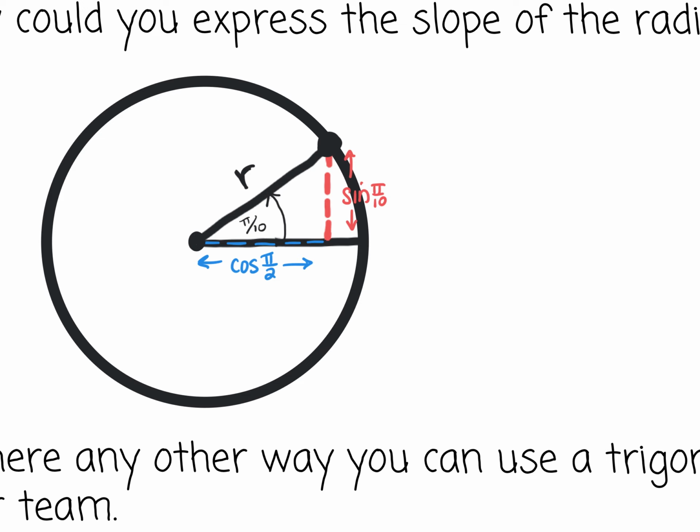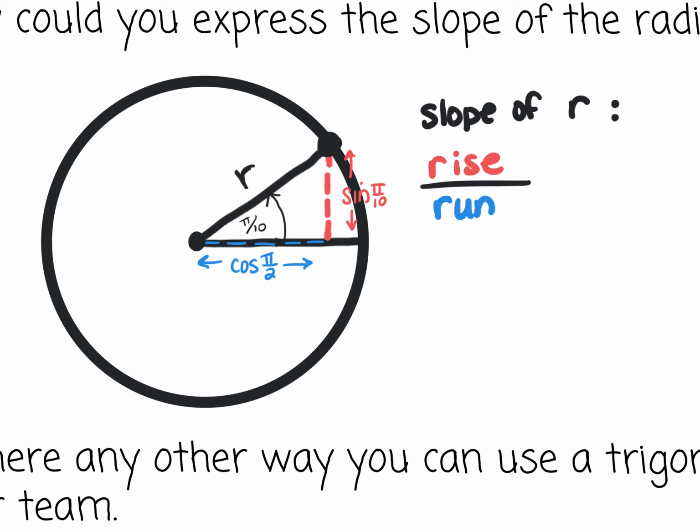So if you remember back to slope triangles, to find the slope of r, which is our radius, we're going to do rise over run. So I would write the rise of the line or the segment over the run of the segment. Well, that ends up being, based on our triangle, the sine of pi over 10 divided by the cosine of pi over 10.